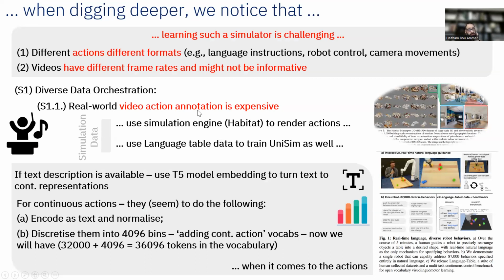So the first thing they do in this paper is a diverse data orchestration. They take different data sources that are available on the internet, and they try to unify those different data sources into one unified action interface where I can describe any form of action from this data. How do they do that? If we start with real world video data, we notice that real world video action annotation is extremely expensive. If you annotate on every frame what action is taken manually by a human, that is extremely expensive.